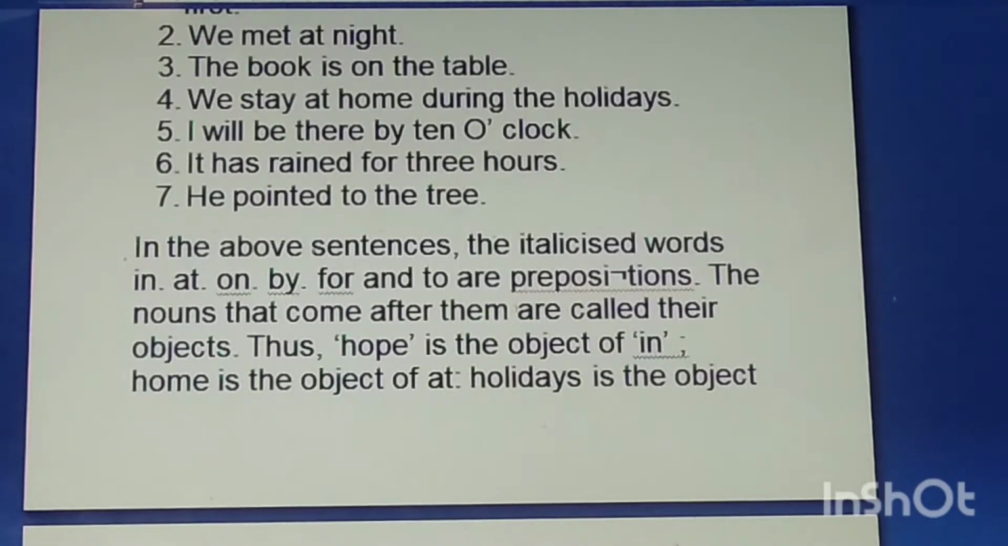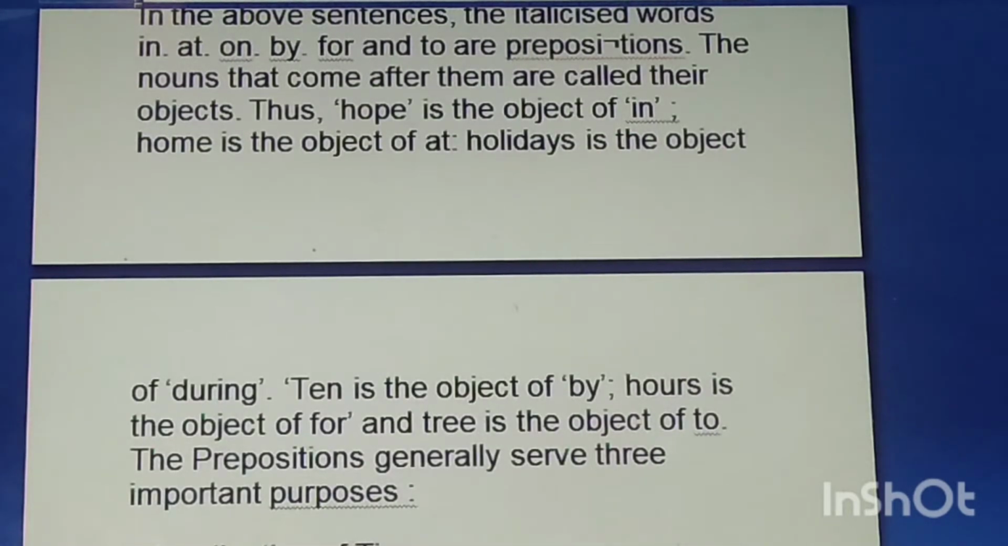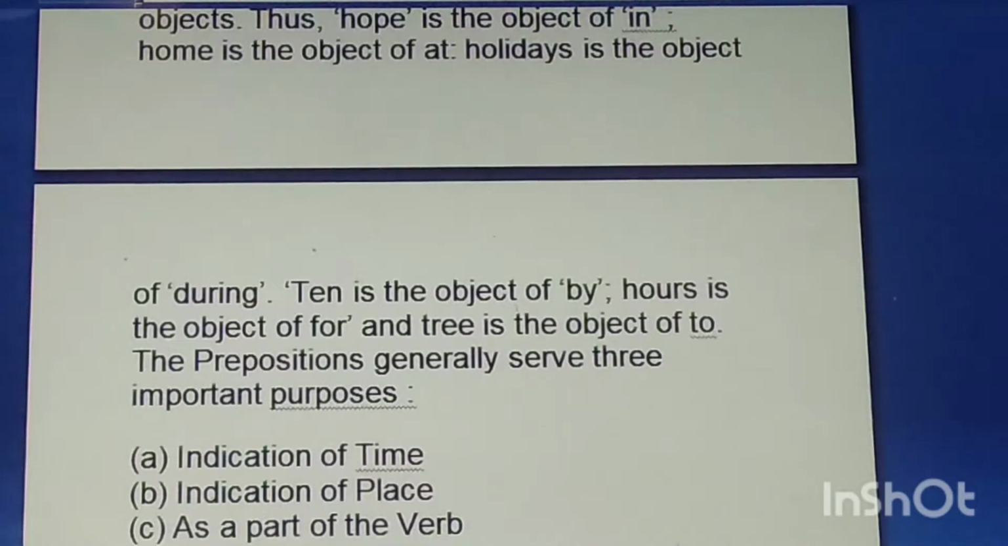In the above sentences, the italicized words in, at, on, by, for, and to are prepositions. The nouns that come after them are called their objects. Thus, hope is the object of in, home is the object of at, holidays is the object of during, 10 is the object of by, hours is the object of for, and tree is the object of to. The prepositions are what?